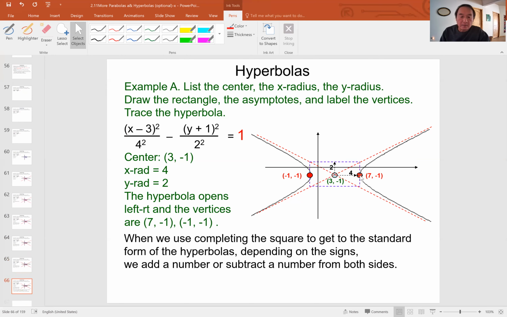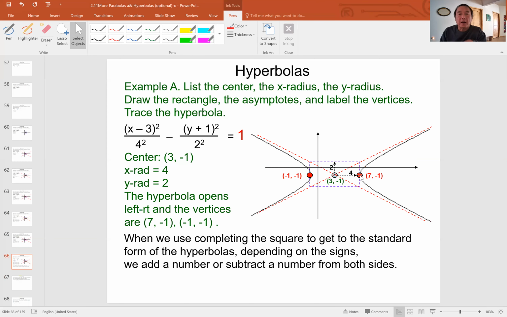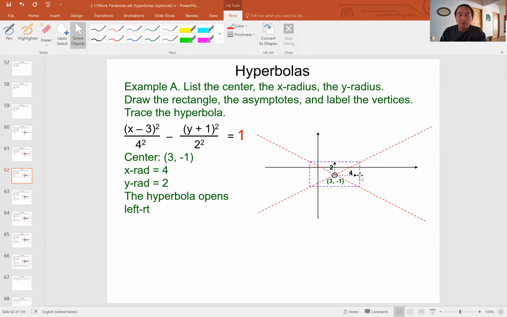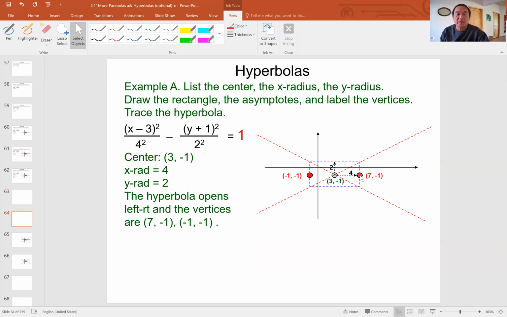Okay, and now this is how we graph a hyperbola. Again, go to the center, draw the box, draw the diagonals, draw the asymptotes, and draw the vertices. I know which way it goes, and then we trace the hyperbola.